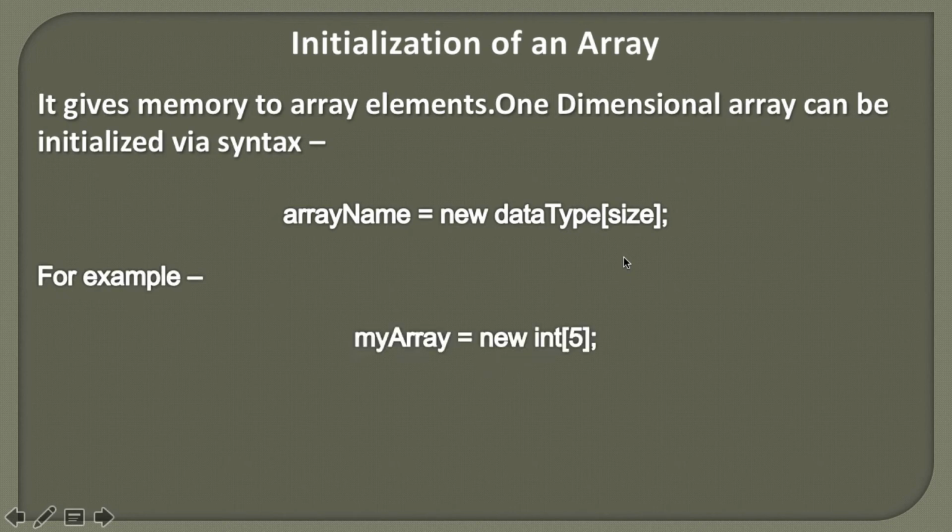For example, as we have declared myArray in our previous slide, we can say myArray equal to new, the data type, and in the square brackets we can provide the size. This will initialize an array of size 5. So we can add 5 elements inside this array.